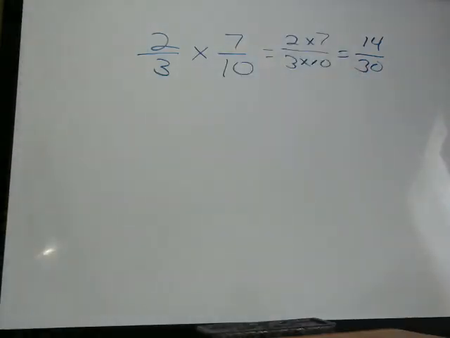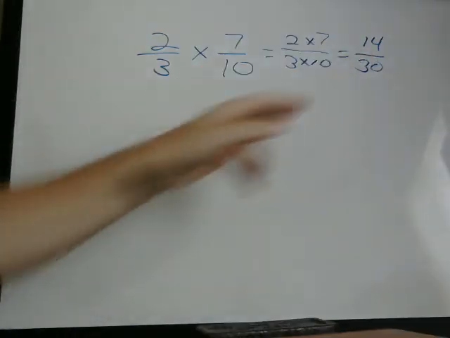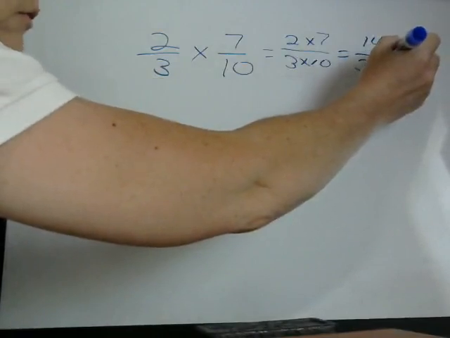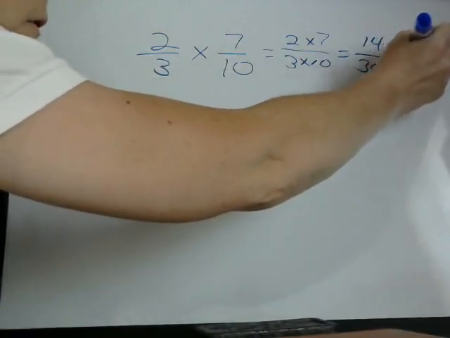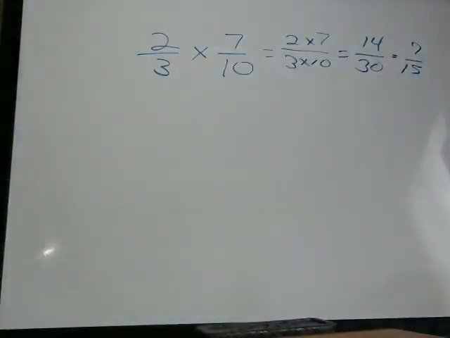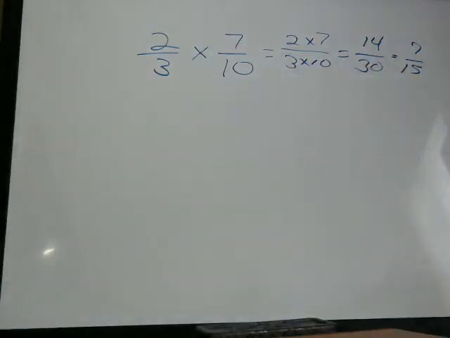And if you don't know what lowest terms means, you should watch the video on Facebook. So now we have to translate that to lowest terms. We can see that both the numerator and the denominator can be divided by 2. So 14 divided by 2 is 7. 30 divided by 2 is 15. So our final answer is going to be 7/15 in lowest terms. So that's one way to do it, is multiply straight across and then put your answer in lowest terms.